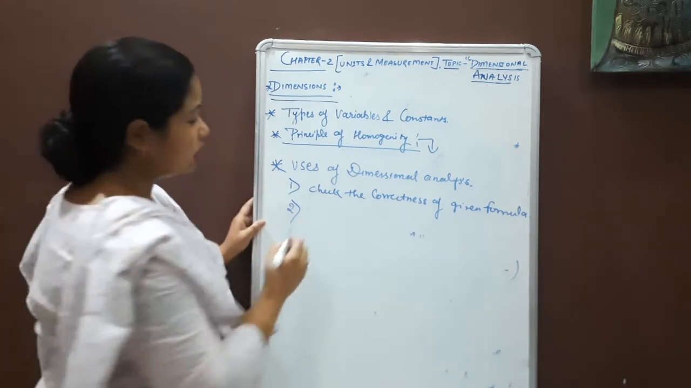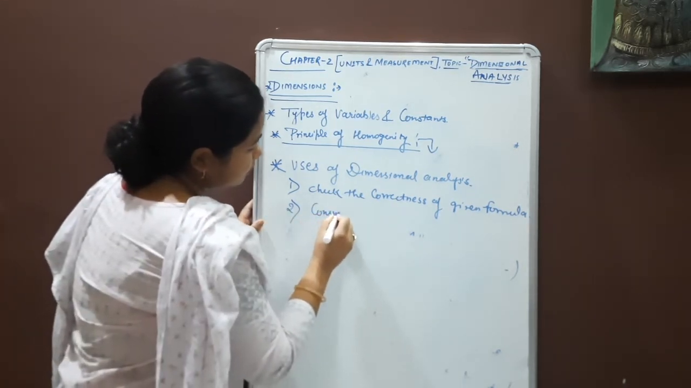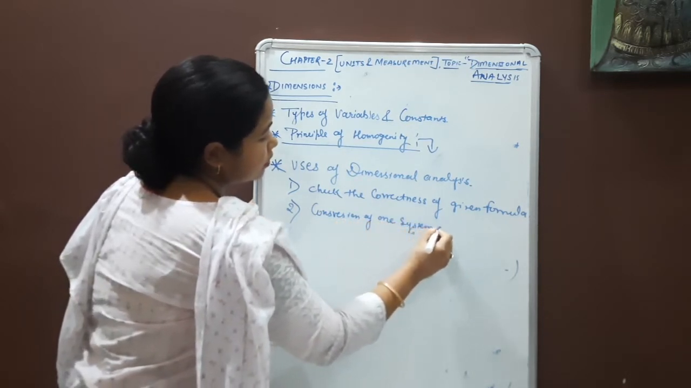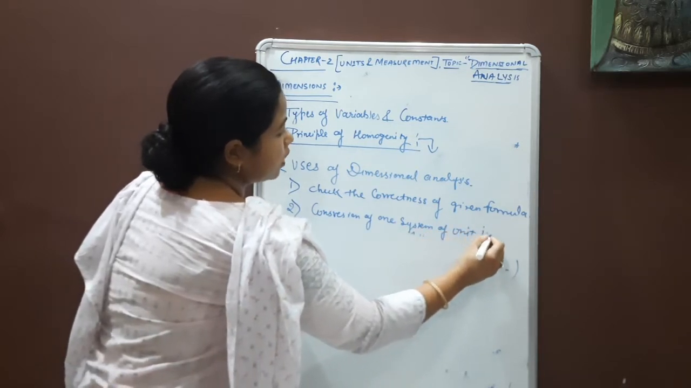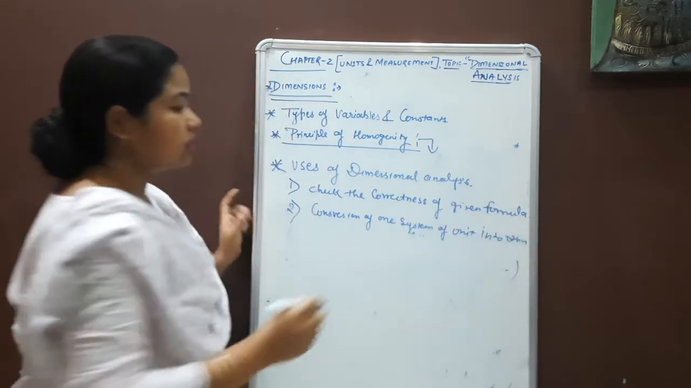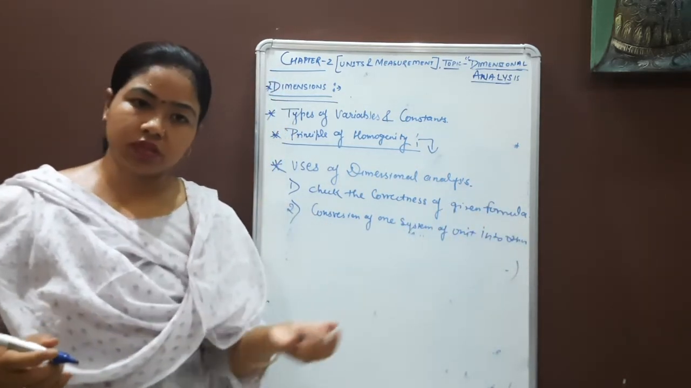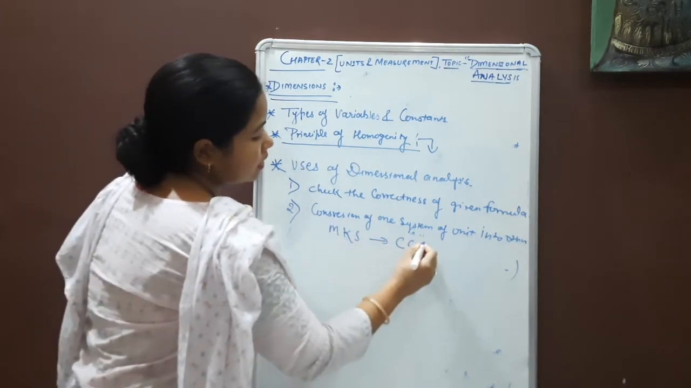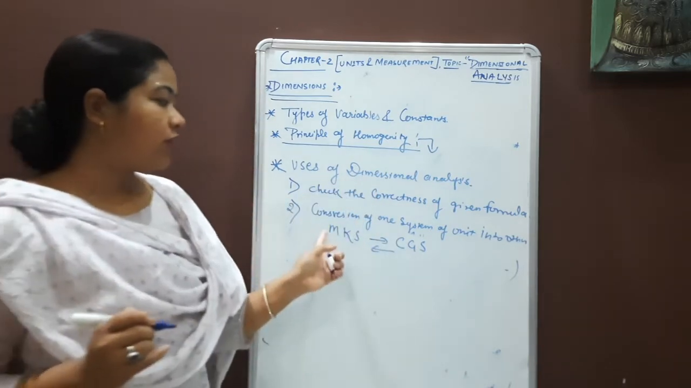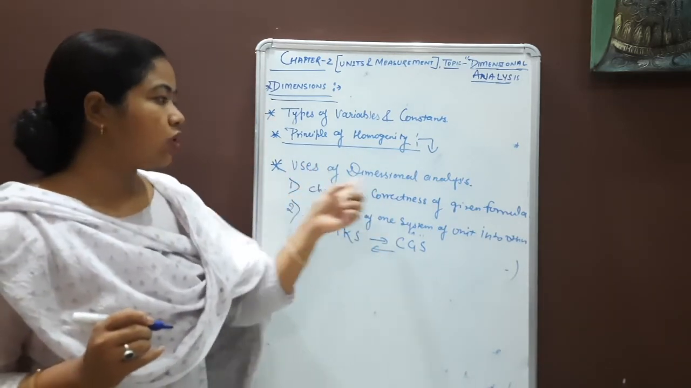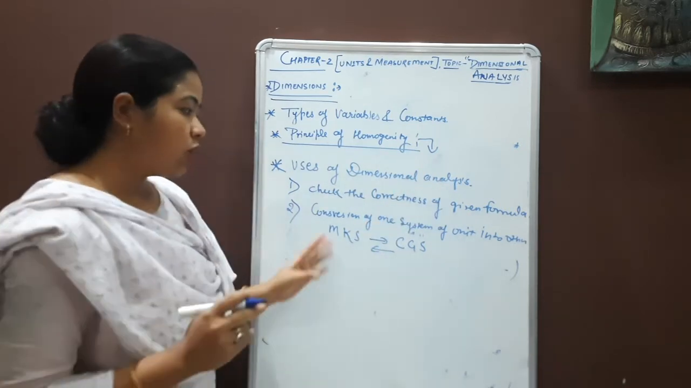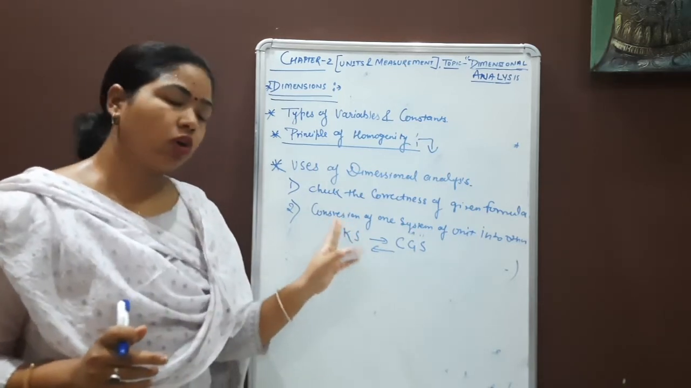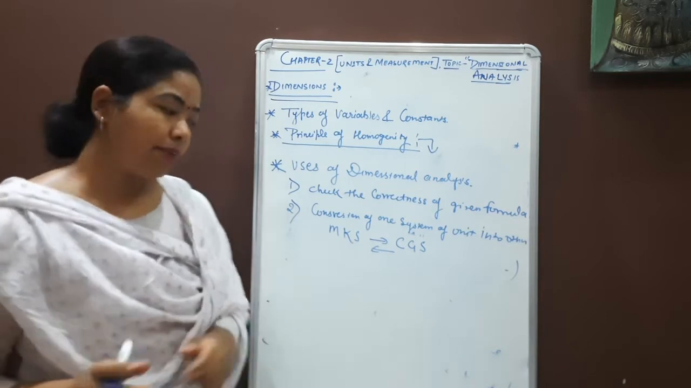The second application is conversion of one system of unit into another. We have 4 types of systems of units. That means we can convert the MKS system of unit to CGS and CGS to MKS with the help of this application of dimensional analysis. We can do the conversion of one system of unit to the other with the help of the second application of dimensional analysis.